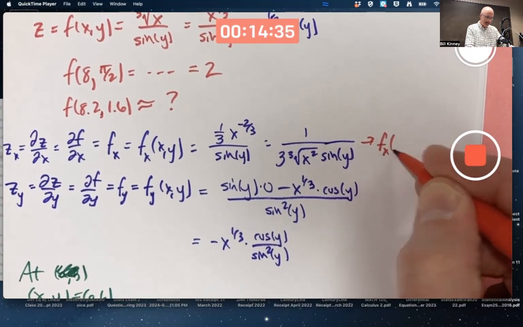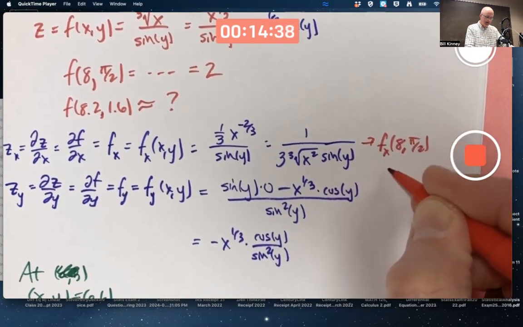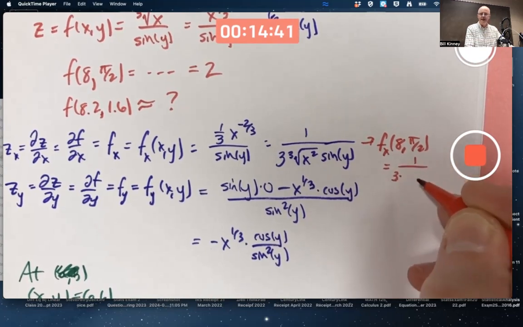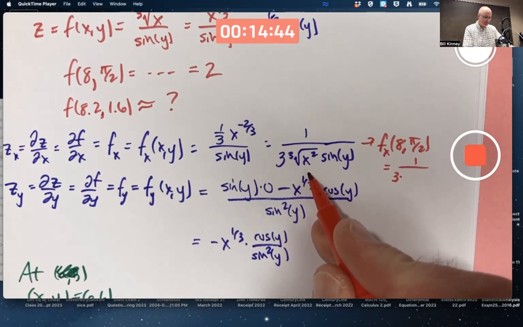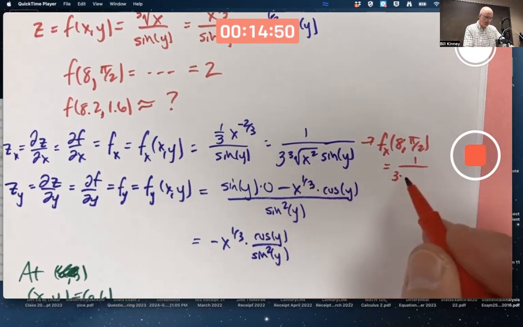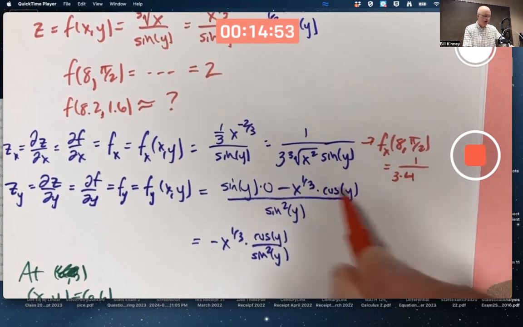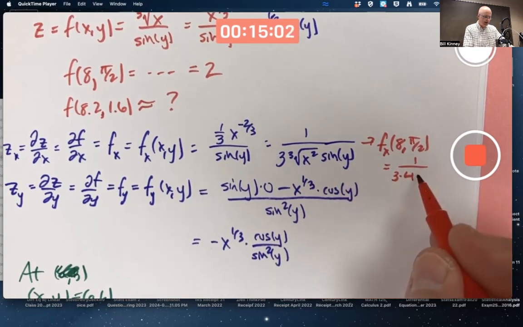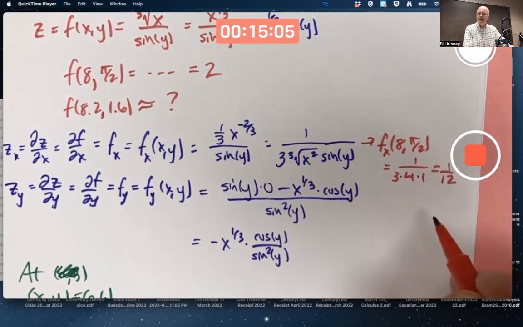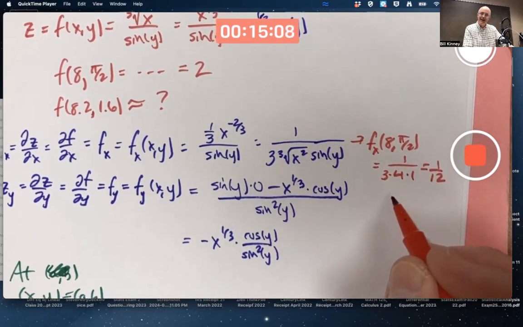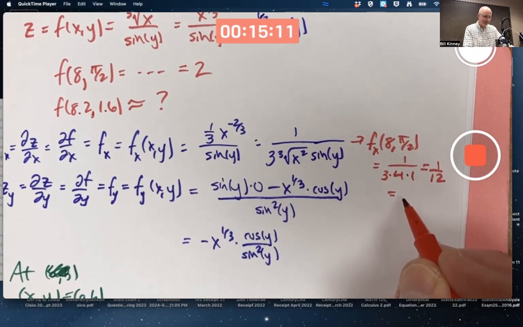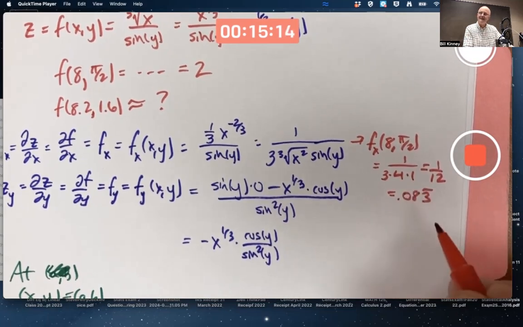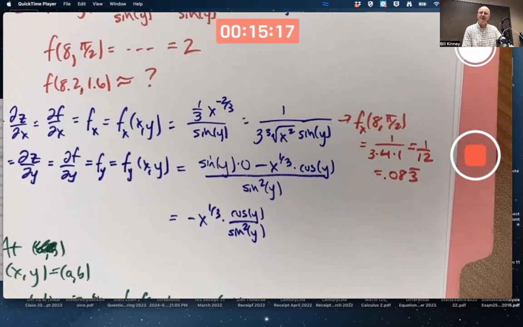This one would imply fx at 8, pi over 2 is 1 over 3 times 8 to the 2/3, which would be 4. Right? Or do the cube root first and then square. That's not what this says to do, but we get the same thing. Sine of pi over 2 is 1. This is 1/12. As a decimal, could you do that in your head? I think that's 0.083 repeating. I believe that's right. Does that seem right to people? I'm going from memory.